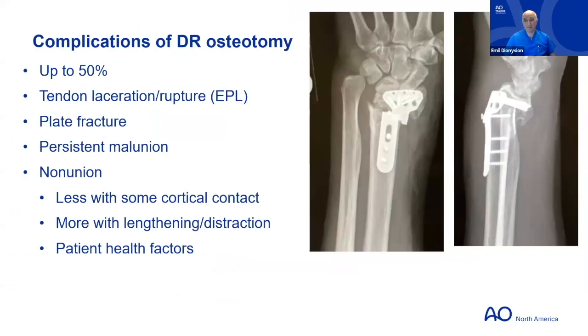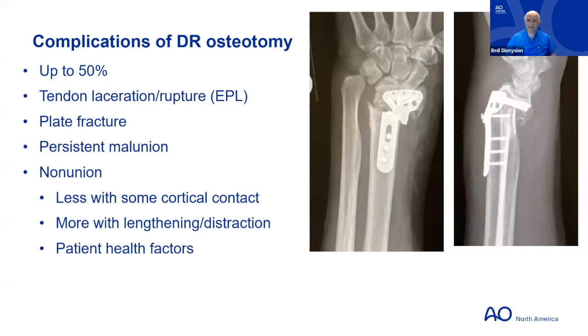Now, these complications, Dr. Rizzo will bring up, you can have significant complications. There are some reports of up to 50% complications. Most complications are tendon ruptures when you're doing an osteotomy from a scarred bed. You may inadvertently injure the tendons, or they may spontaneously rupture after the surgery because of the lack of blood supply or attritional change. Plate fractures are not unheard of, or you may still have a persistent malunion despite all the efforts to correct it. You may still have a non-union. Of course, if you have some kind of cortical contact, you have less of a chance for that to happen.